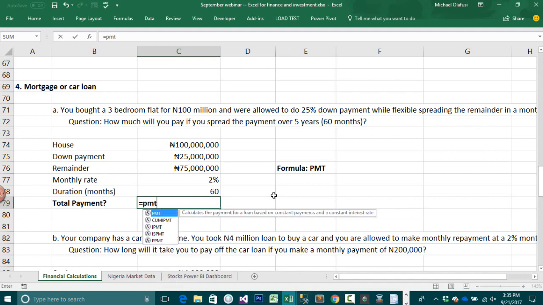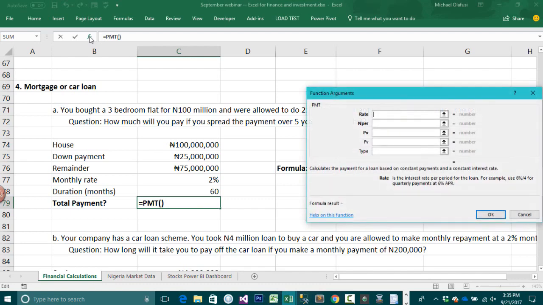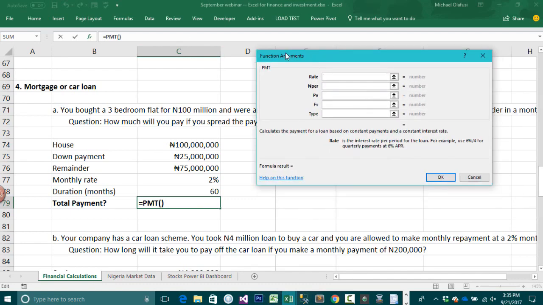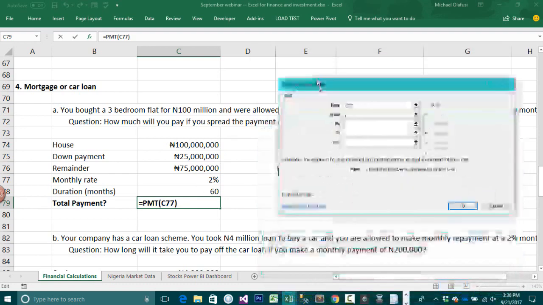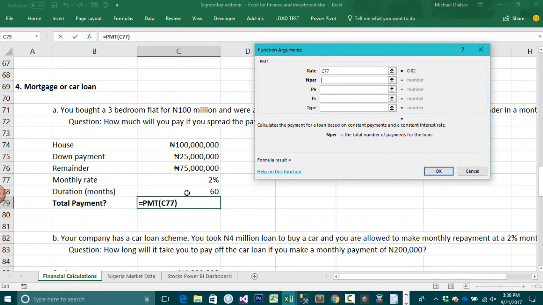Again, equal to PMT. I open the brackets and insert function. This comes up. So what is the rate at which I am allowed to make the monthly repayment? The rate is a monthly rate of 2%. This is a monthly rate, so I don't need to divide by 12. And then the number of periods. I have already broken the periods into months, so I converted the 5 years to 60 months.